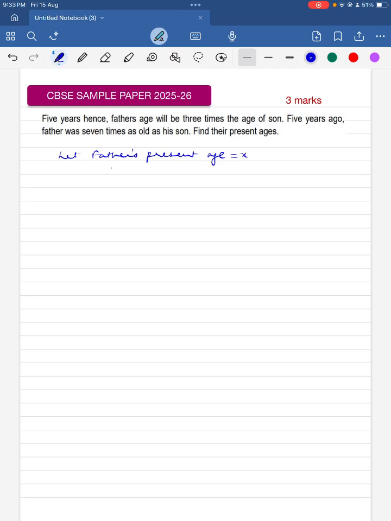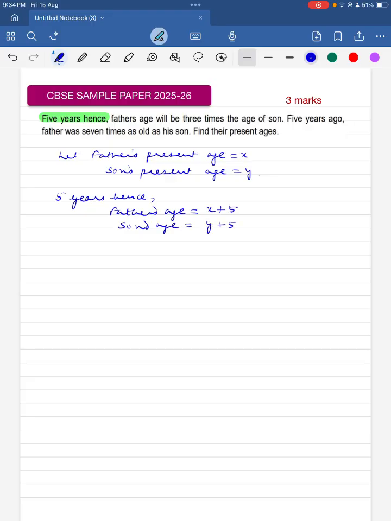to x. And son's present age be equal to y. Now 5 years hence, they're talking about 5 years hence, that is after 5 years. Okay, so let me ask you something. If you are 15 years old now, after 5 years, what will be your age? Obviously, you'll be 15 plus 5, that is 20 years, right? The same way, 5 years hence, the father's age would be x plus 5 because he would be 5 years older now. Also, the son's age will be y plus 5 because the son will also be 5 years older.